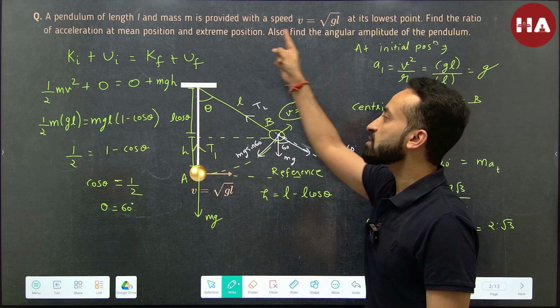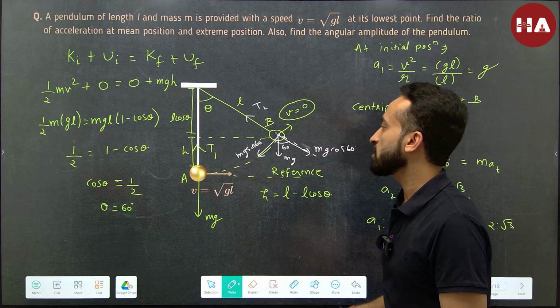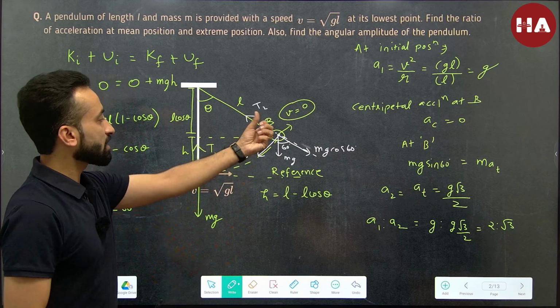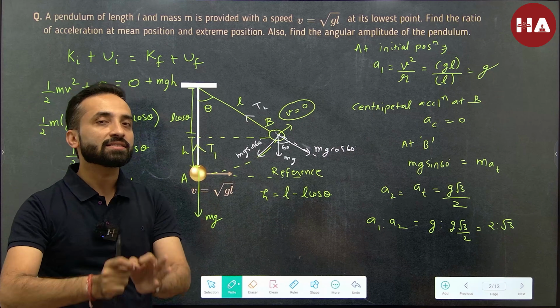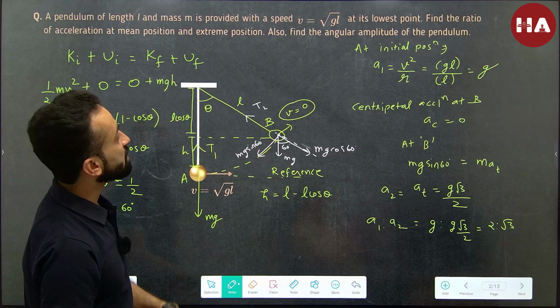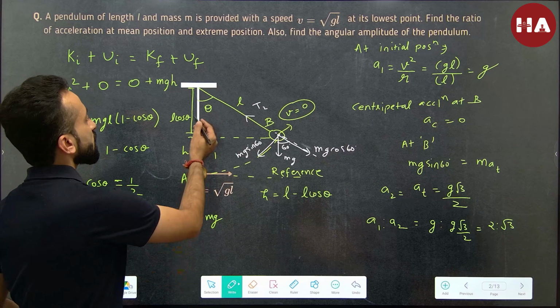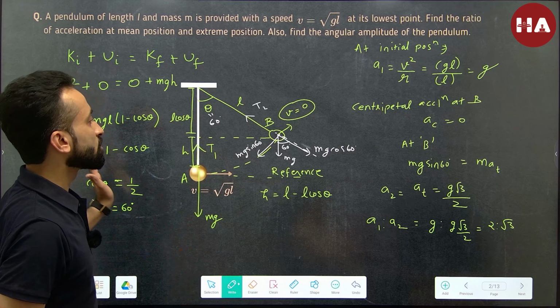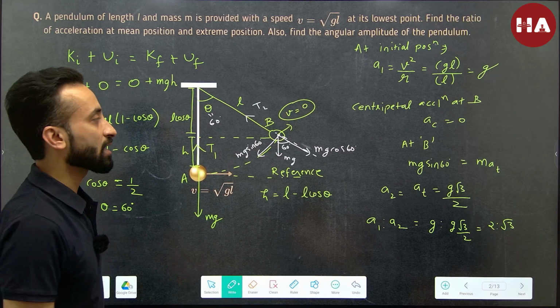But as soon as we start with vertical circular motion, there is also a component of acceleration along the tangent that changes the speed, which is called the tangential acceleration. What was the next part? Angular amplitude. We have already determined that. So that turns out to be 60 degrees. So it goes up to 60 degrees. So that's the angular amplitude.